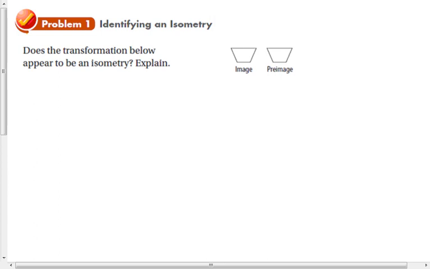Does the transformation below appear to be an isometry? To be an isometry, both the image and the pre-image would have to be congruent. And I can show that here. If the pre-image is the exact same as the image, and we can see that it is by just sliding it over on top of that, then it's definitely an isometry. So we're going to say yes. The image and pre-image appear to be congruent.